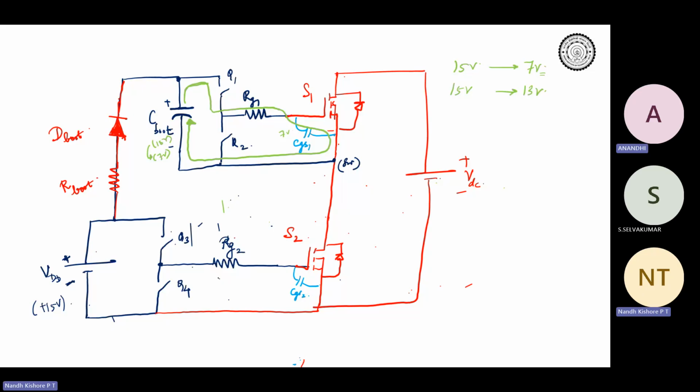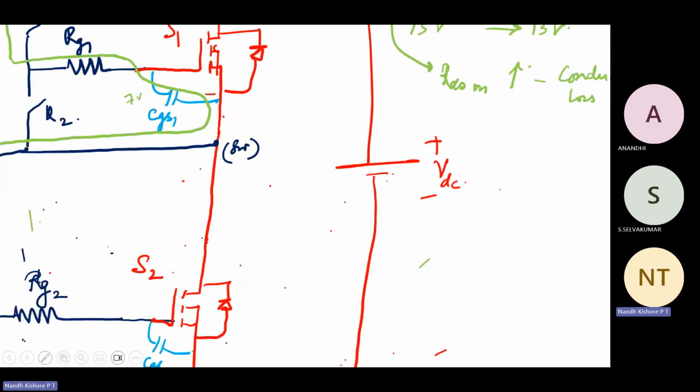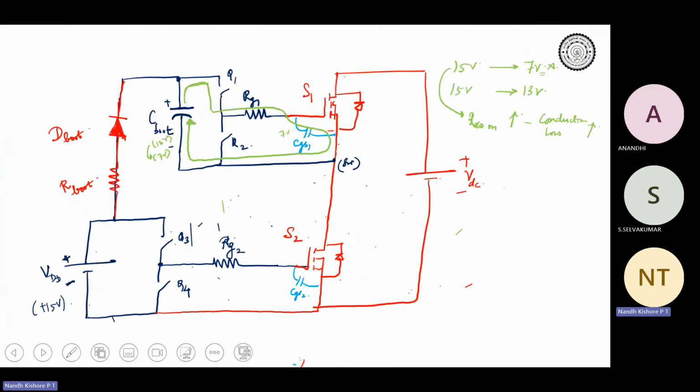Think in terms of RDS on. There will be a loss. Yes. So if this happens, then RDS on increases, right? So then there will be conduction loss. Conduction loss will be more. So you don't want this in any case, right? You want your voltage to fall only from 15 to 13 volts. Anyway, your voltage will fall, right? Because it's a capacitance. When a capacitance discharges, it will always fall. But you don't want the fall to be too much, right?